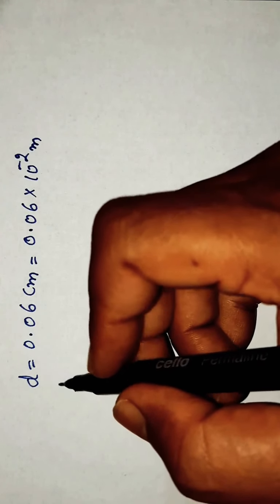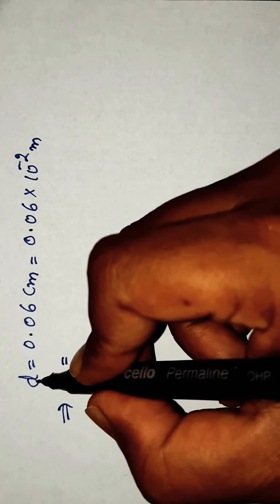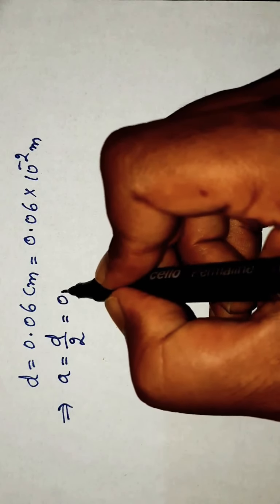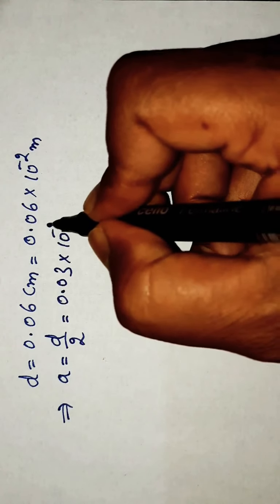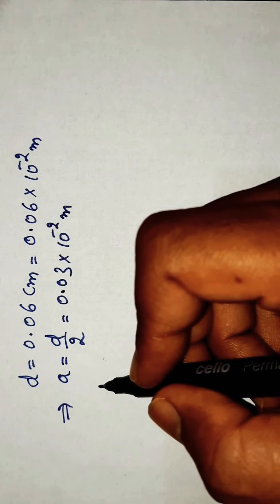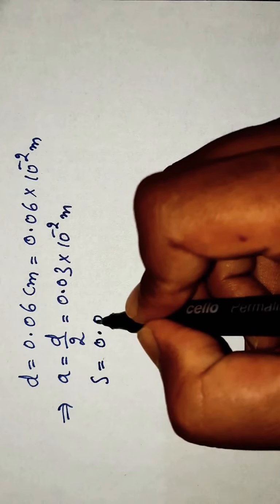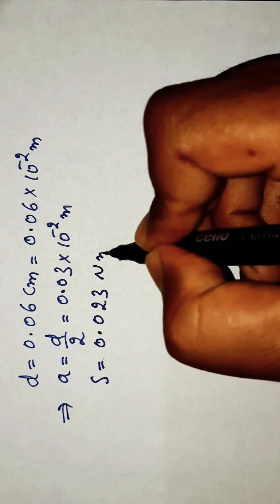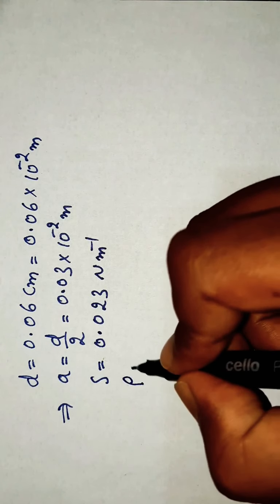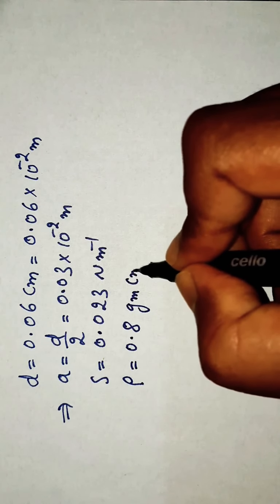The radius of the glass tube is, so that is A is equal half of the diameter, that is D by 2. So that is equal 0.03 into 10 to the power minus 2 meter. Surface tension of methyl alcohol is given. So that is S is equal 0.023 Newton per meter and density is given, rho is equal 0.8 gram per centimeter cube.